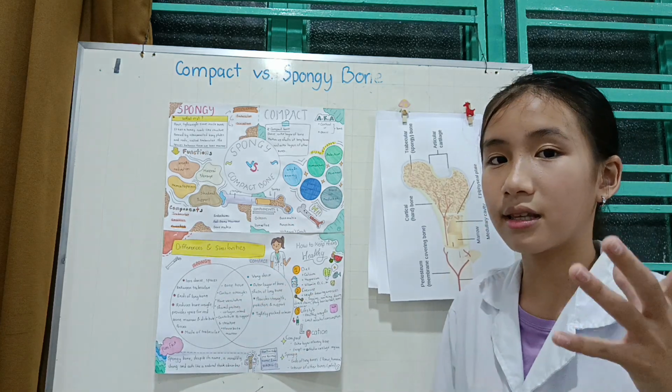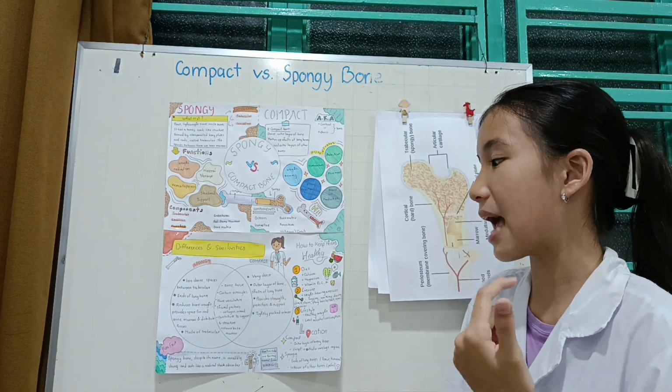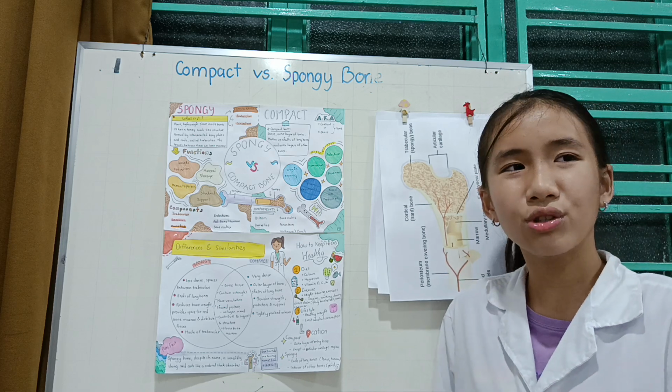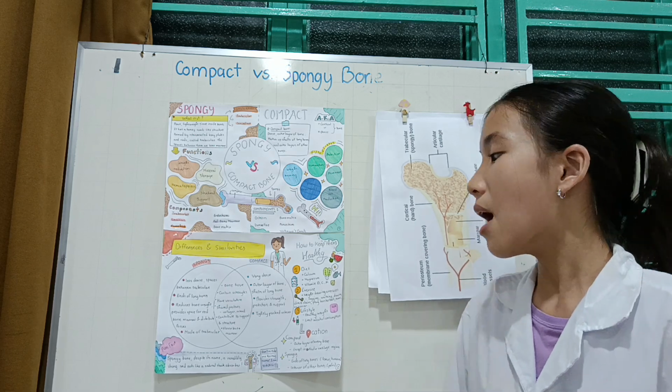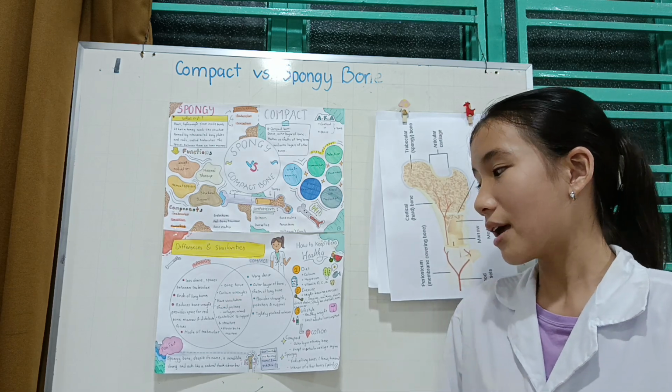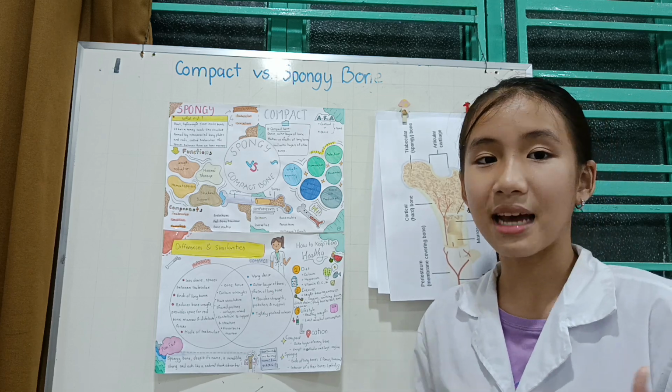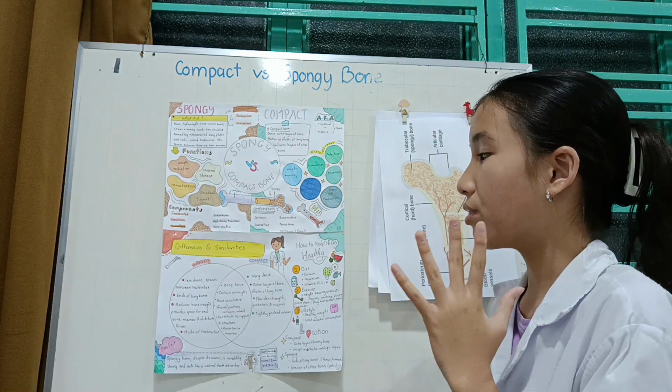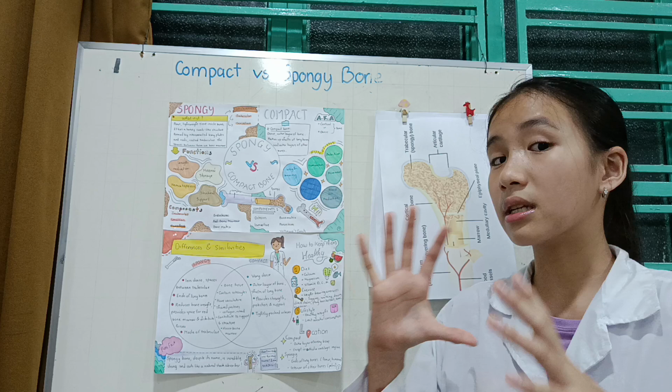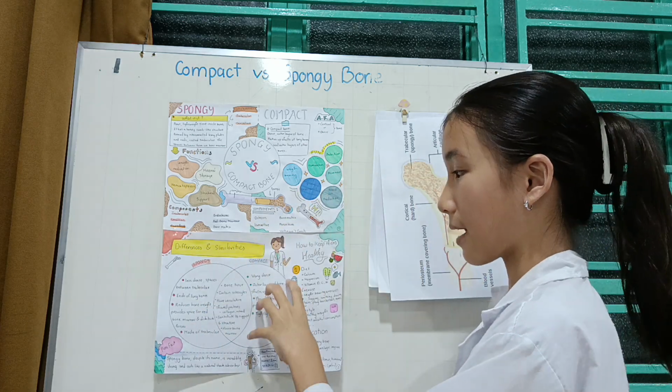In contrast, the compact bone is very dense. It's the outside layer of the bone, usually the shafts of the bone, and provides strength, protection, and support. It is also made of tightly packed osteons. So that is the compact bone. Those are the differences between the spongy bone and the compact bone.